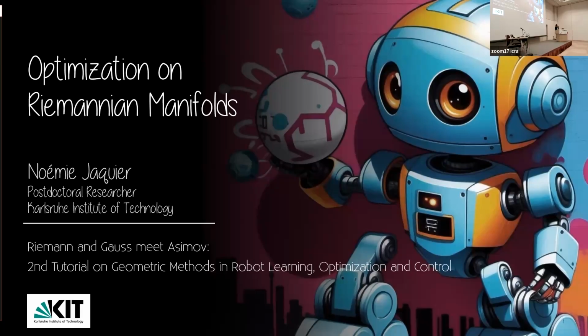Welcome back everybody to the second session of our tutorial. So this session is about optimization on Riemannian manifolds. The goal is to give you the basic tools to perform such kinds of optimizations so that you can apply them to your own approaches. We will have a first part with the theoretical part in slides, and then a second part with practical work and some code.